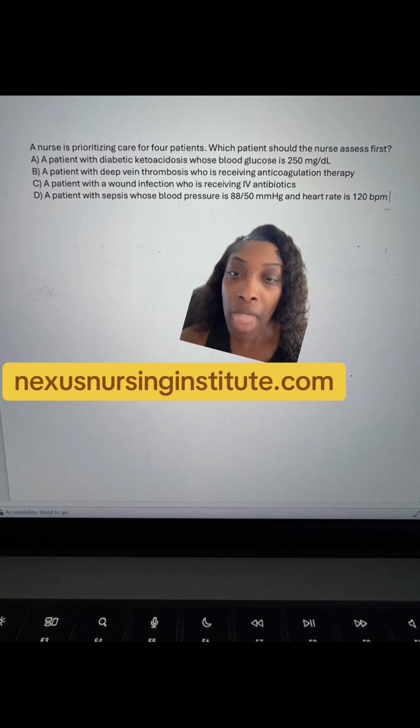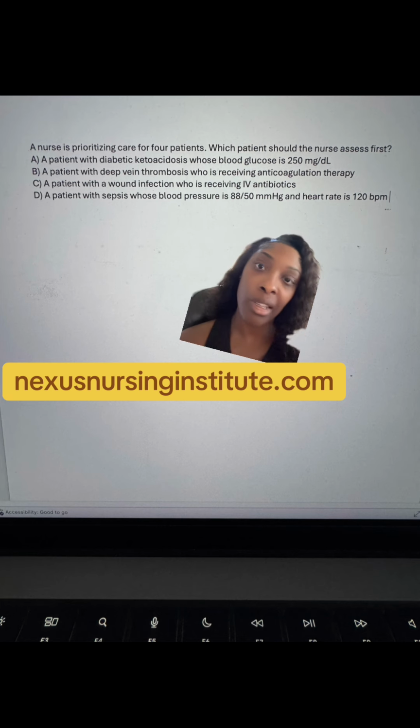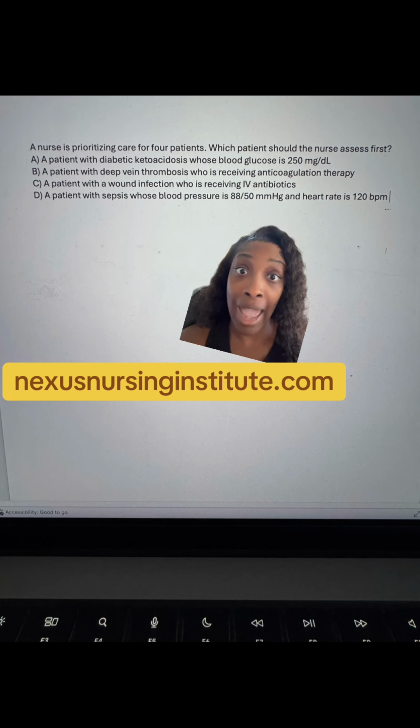Now, after you see that patient first, the second patient you should see is the patient that's going through diabetic ketoacidosis. That's never a good thing, right? But when you look at the blood glucose, it's 250. Yes, it's high, because your fasting blood glucose should be 70 to 110. Yes, it's high, but not high enough to harm them as fast as the hypotensive state will, right? So you're going to see the patient in a hypotensive state first. Then you're going to go see the patient that's going through diabetic ketoacidosis.